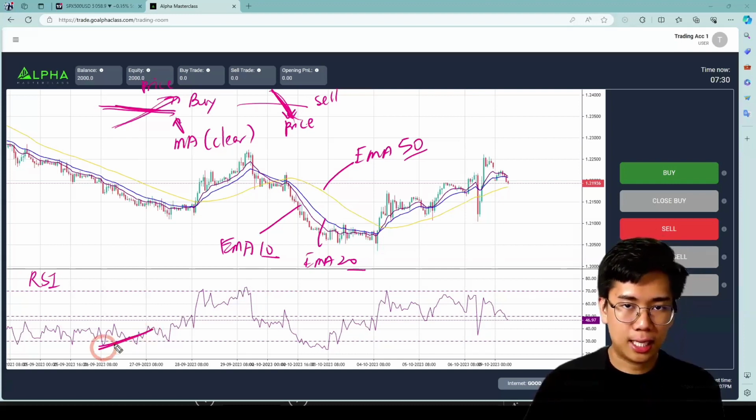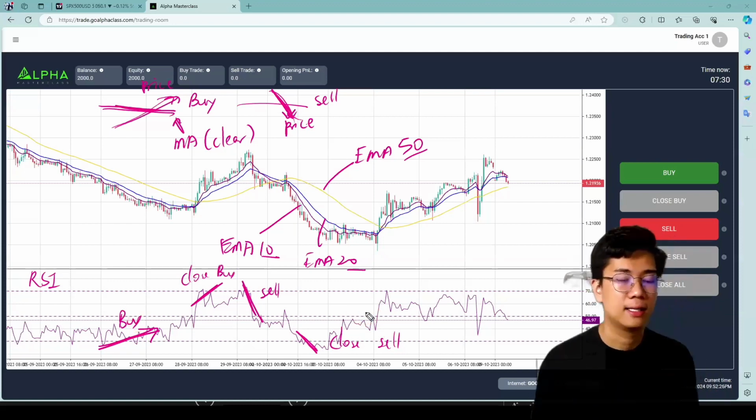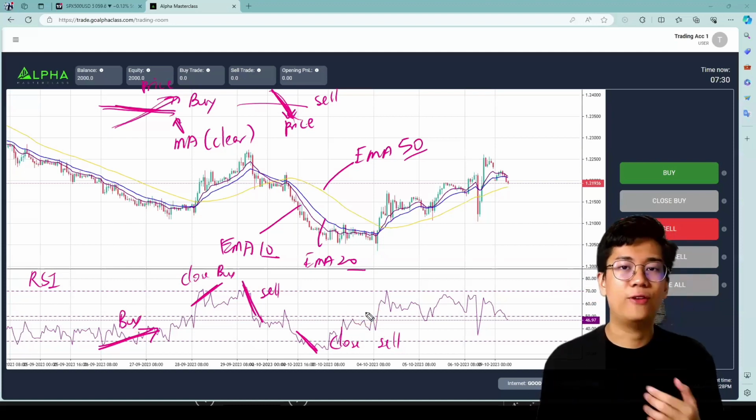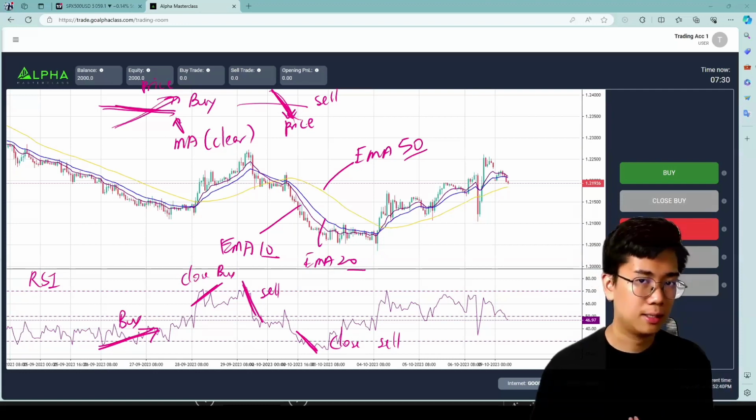RSI crosses up, you buy. To the opposite side, you close the buy. Crossing down, you sell. Crossing below 30, you close the sell. And that's it. How to use both? Whenever there are both signals, you just enter the trade. Meaning that there is a buy signal here and another buy signal here, you use both to enter the trades.